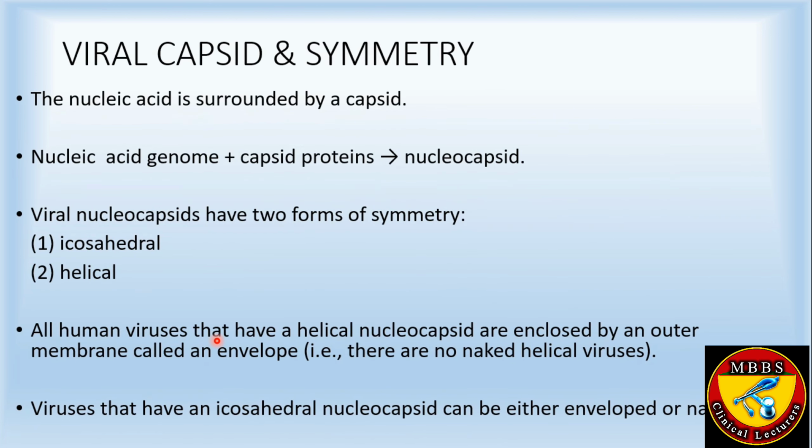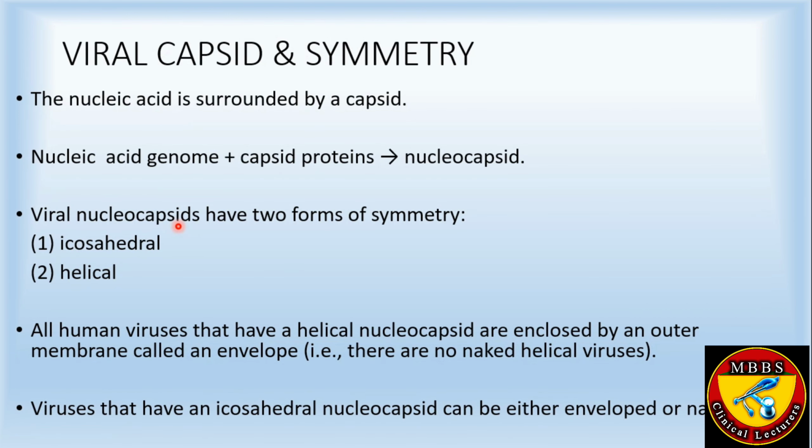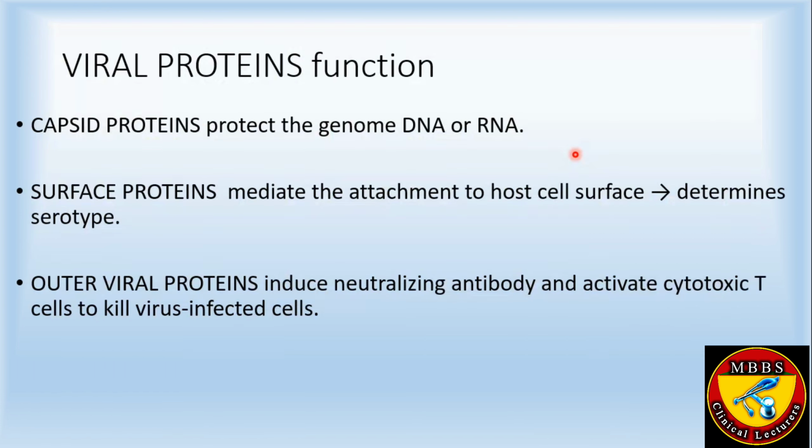All human viruses that have a helical nucleocapsid are enclosed by an outer membrane called the envelope. So there are no naked helical viruses. And viruses that have an icosahedral nucleocapsid can either be enveloped or naked. Now this is a filamentous or helical nucleocapsid, and this is a virus which is having an icosahedral shape.